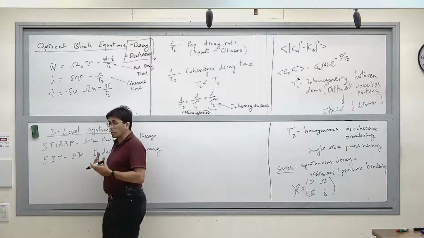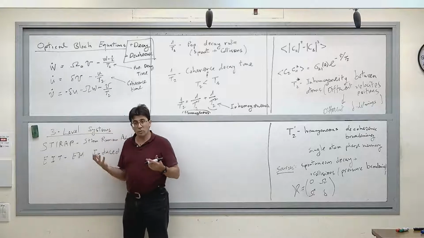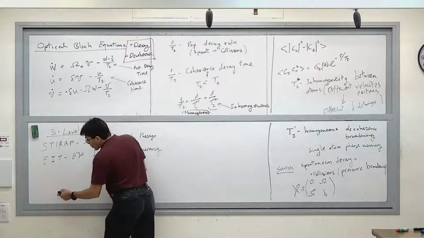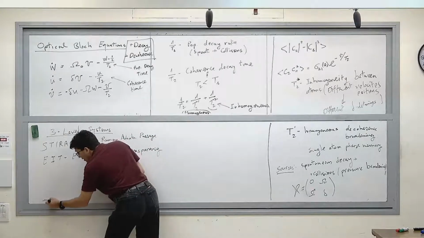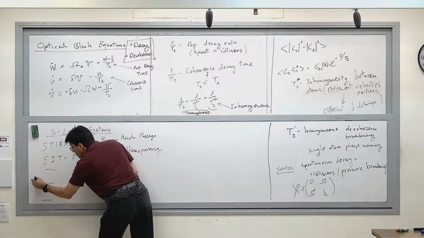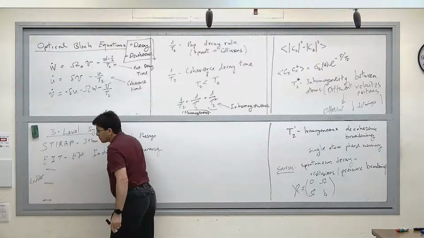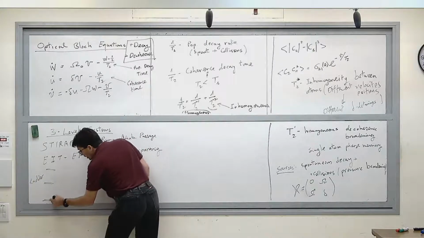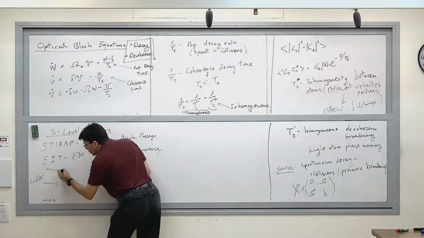So there are going to be three levels. And of course I can have what we would call a ladder system. So then we would have state 1 and state 2 and state 3.